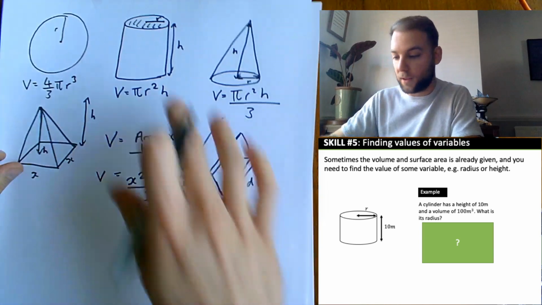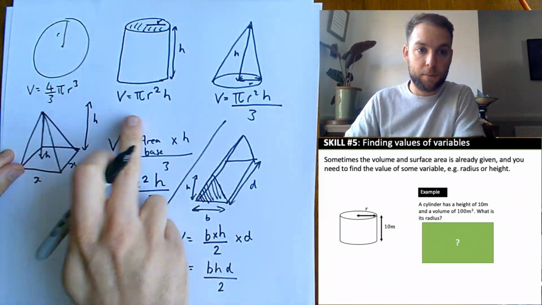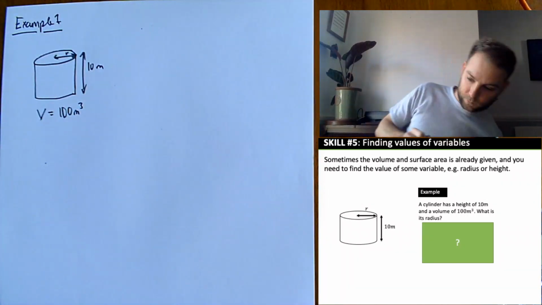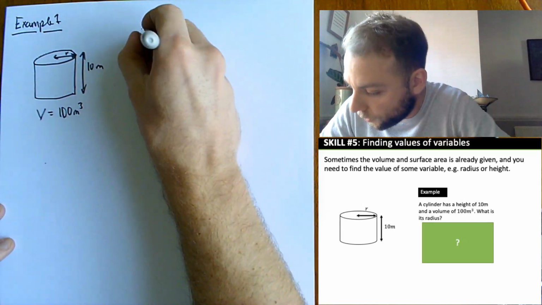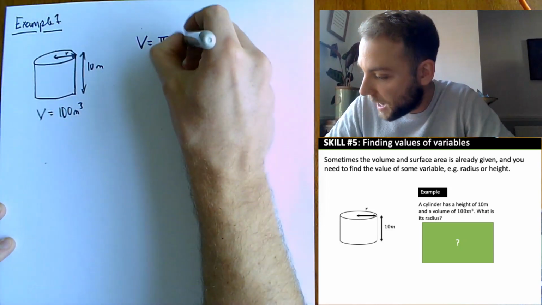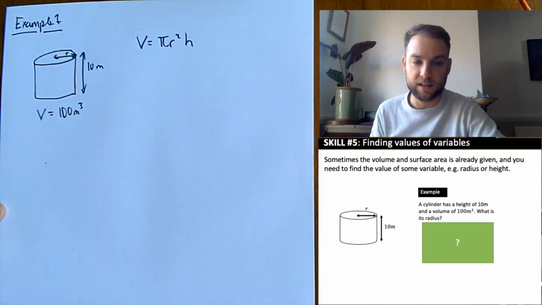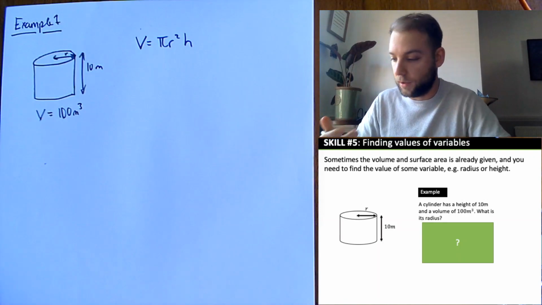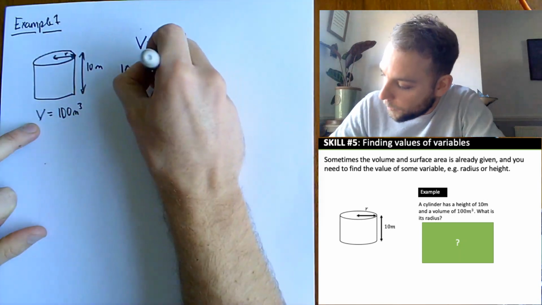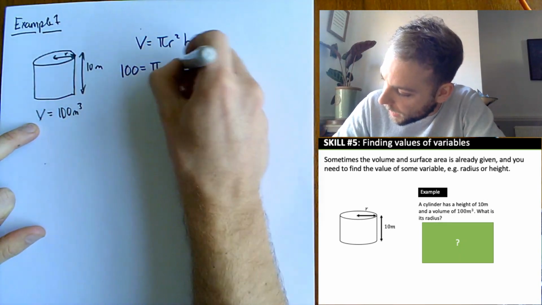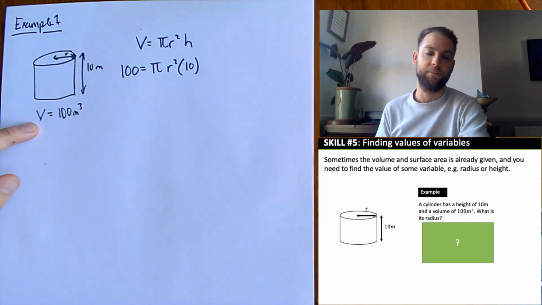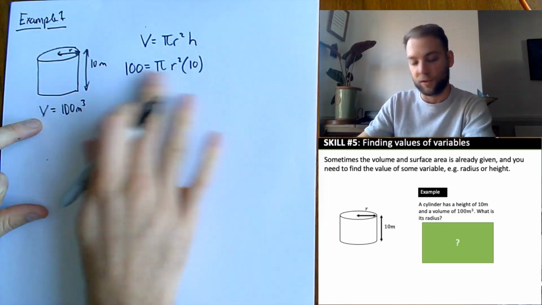So this is the formula I'm looking at for this one. Volume is equal to pi r squared h. Let's write that down first of all. Volume is equal to pi r squared, so the area of this cross section, times by the height, which is h in this case. Let's substitute in everything we know. So it's going to be 100 is equal to pi times by r squared times by h, which is 10 in this case. Notice I'm using mini brackets here. I love using these mini brackets. You can put that straight into your calculator.